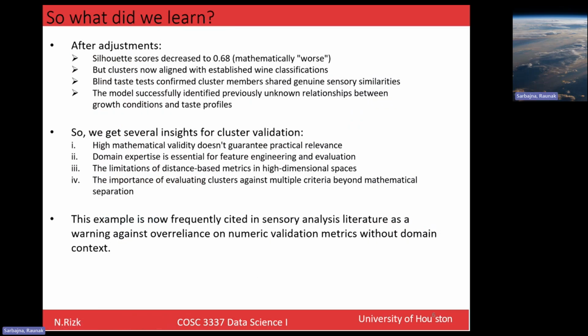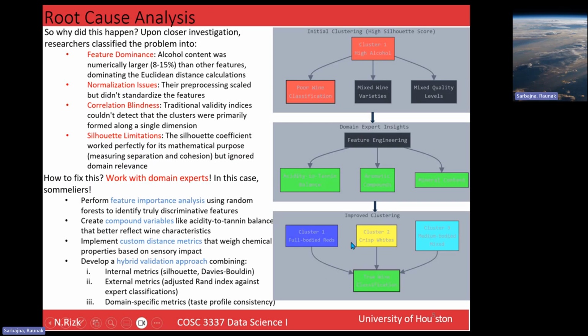So after all these adjustments, the silhouette scores decreased, so it became mathematically worse, but the clusters were now much more aligned with wine classification. So this is what the clusters look like: full-bodied reds, crisp whites, medium-bodied mix. These were the actual clusters that the domain experts wanted. I have no idea what these mean, so again, your guess is as good as mine, as to why this was good and why these were bad.